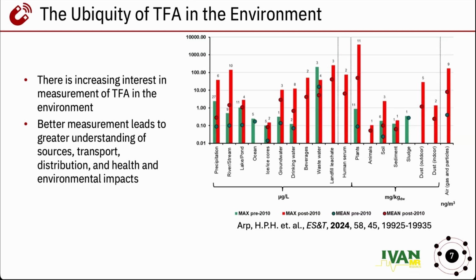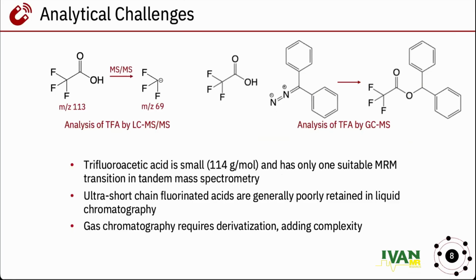So there's a big interest right now in being able to measure these ultra short chain fluorinated acids, because if we can measure them more accurately, we better understand how they're moving throughout the environment. Most people will use mass spectrometry to do this, which is fine. It works okay. There are a few key issues.